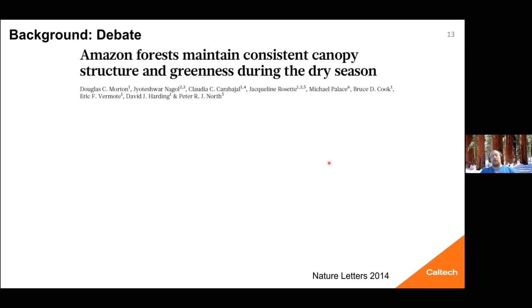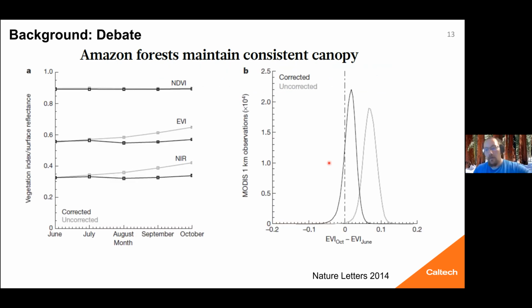So back to the debate. A lot of the papers that refute Scott Seleska's result say, well, you're using uncorrected data. It's not BRDF corrected. If you take into account the BRDF effect, then we're not seeing this anomaly in greenness. And so that's what they're showing here.